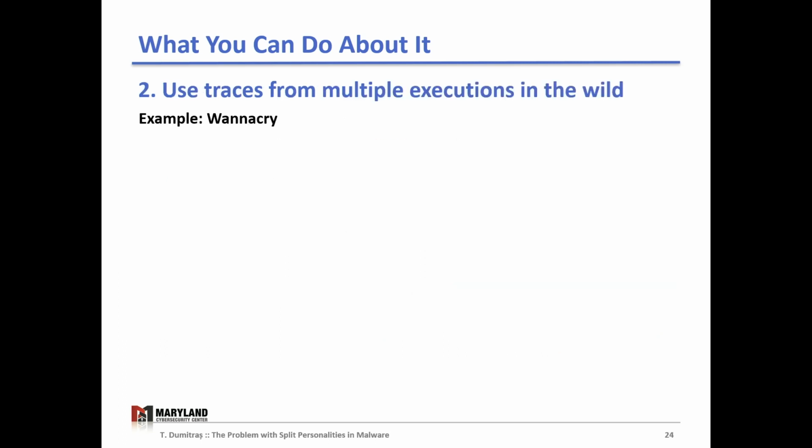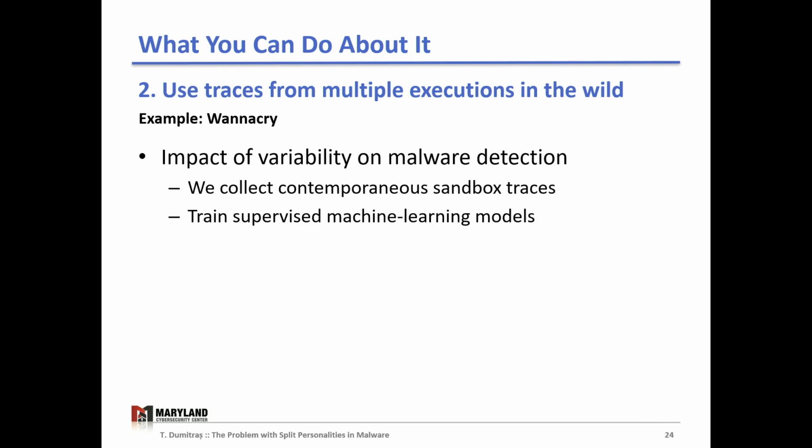Now, if you are somebody who develops rules for detecting malware, my advice is to use traces from multiple executions in the wild. So here I'm going to tell you about another experiment where we looked at the impact of variability on malware detection. In this experiment, we focused on WannaCry, the famous worm and ransomware. We trained several supervised machine learning models to detect WannaCry. In this case, we also collected contemporaneous sandbox traces. These traces were actually executed by 2 different sandboxes around the time when we were doing the data collection in the wild.